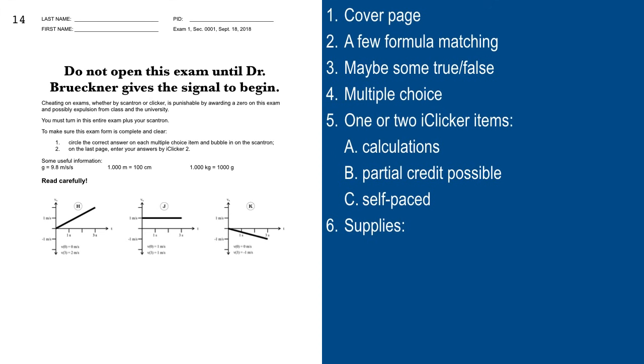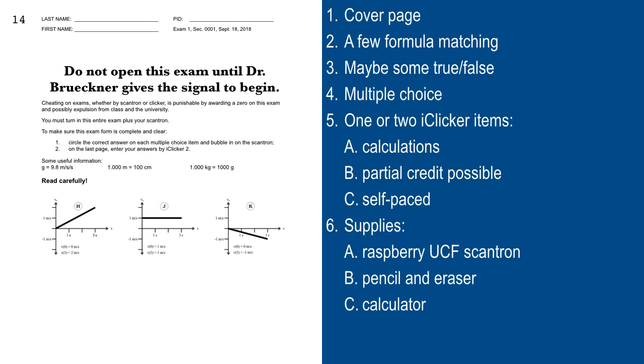Okay, supplies. What do you need to bring? The raspberry colored Scantron with the UCF Pegasus logo. All right, 50 questions on the front, or 50 dots on the front, 50 on the back. Pencil and eraser. Okay, and calculator. But you may not use your cell phone. So that is the stuff that you need.